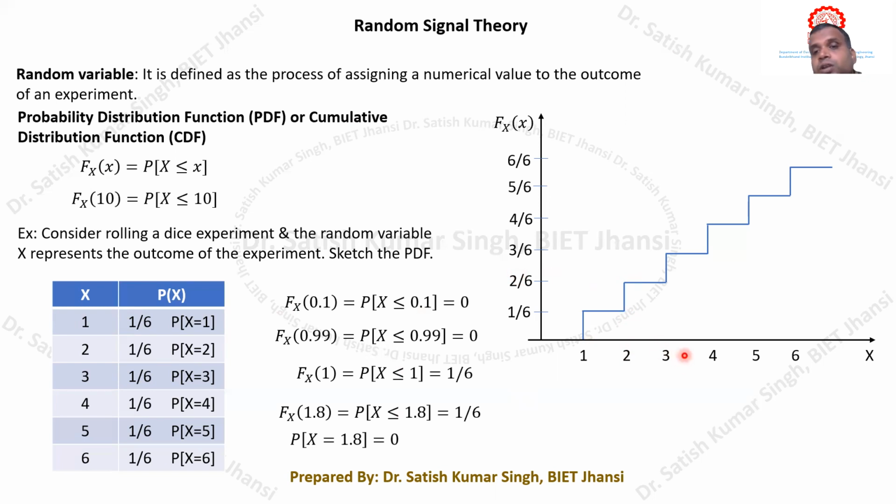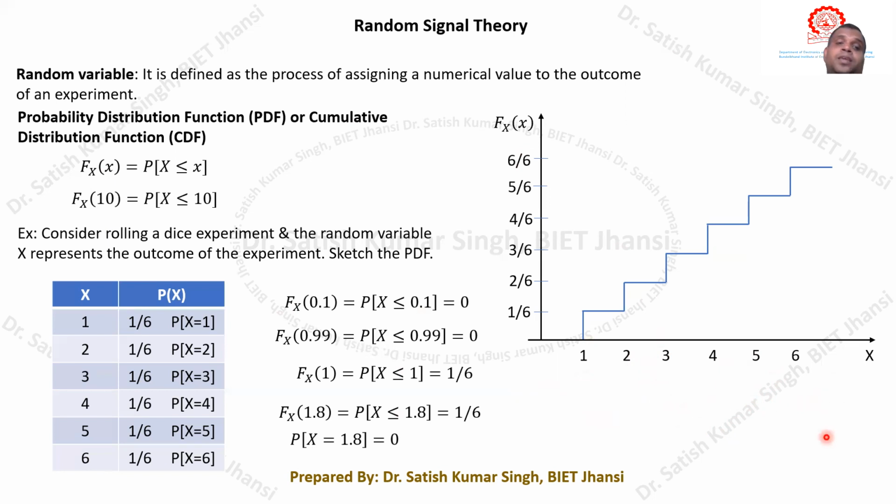Similarly, when x equals 3, this is going to be 3 by 6. When it is 4, it is going to be 4 by 6. When it is 5, it is 5 by 6. When it is 6, it is going to be 6 by 6. So remember that if we write F(6), the meaning is: what is the probability that the random variable x is less than or equal to 6.